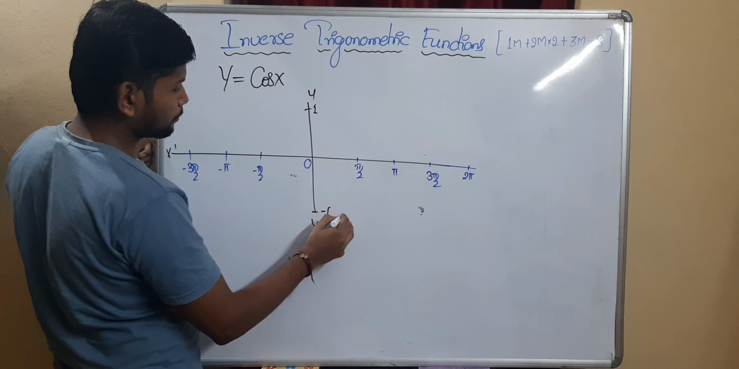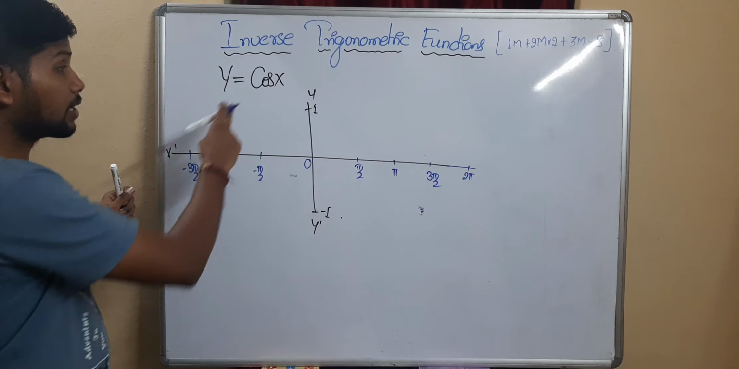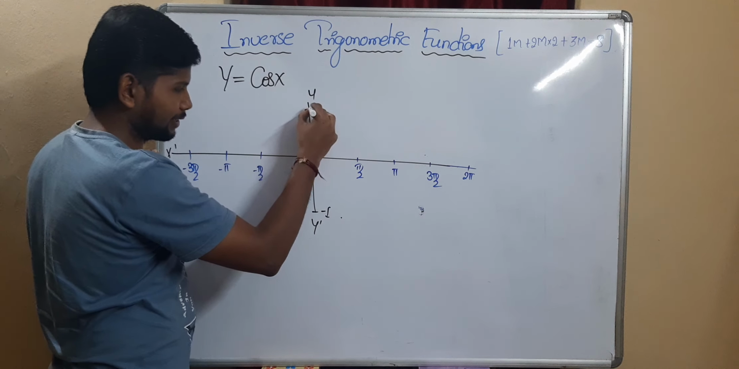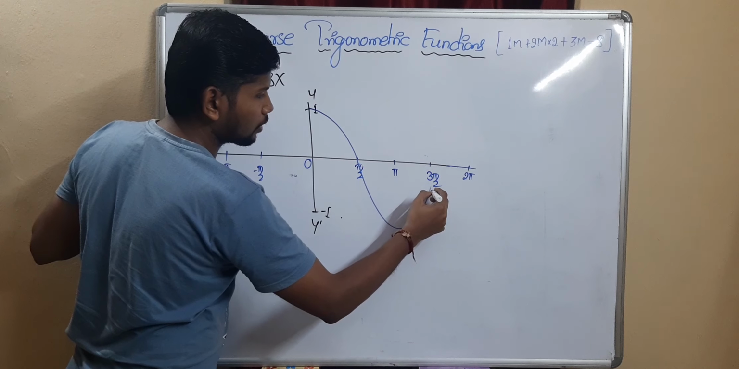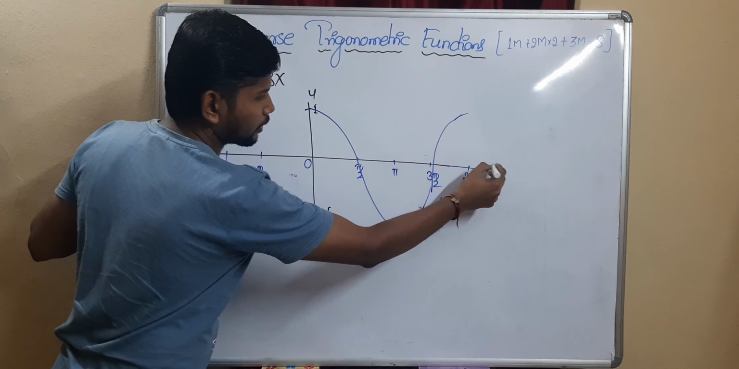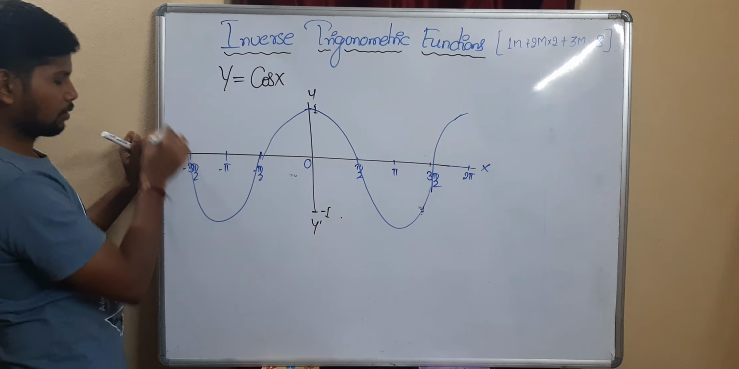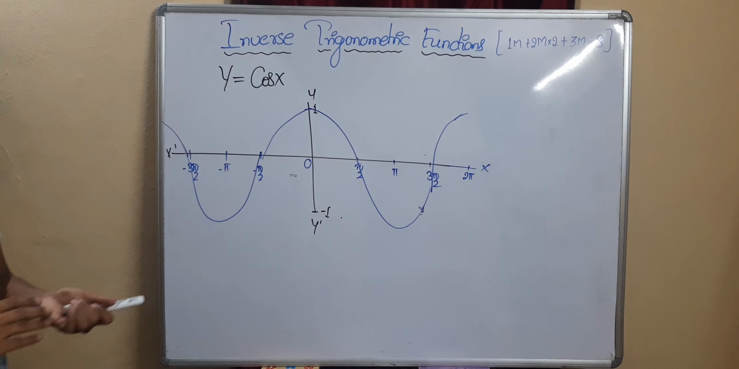1, it is minus 1. Cos is having the value 1 for which angle? 0. That's why the graph is like this. Okay, this x dash. The graph will look like this.